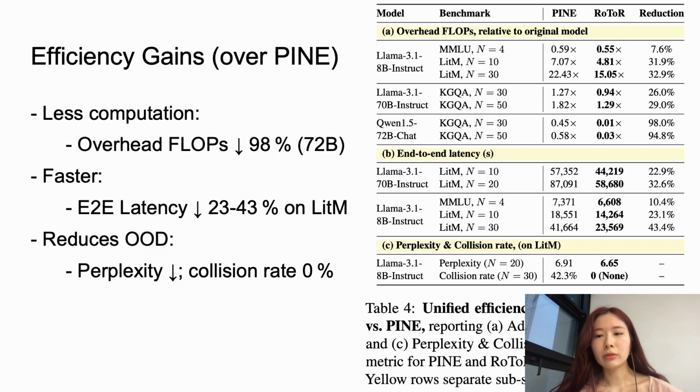Relative to Pine, RoToR cuts FLOPs by 95 to 98% on Qwen 72 billion and reduces the end-to-end latency by 23 to 43% on Lost in the Middle. Collision rate of position IDs is reduced from 42% to 0%. We also measure the perplexity of Pine and RoToR. The perplexity of RoToR is lower, meaning that input representations are closer to in-distribution.